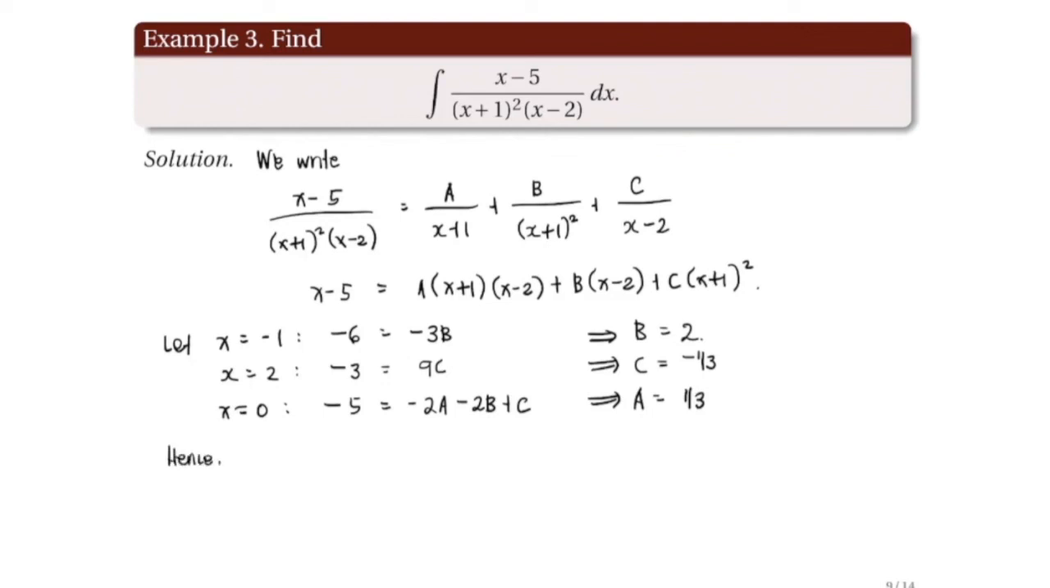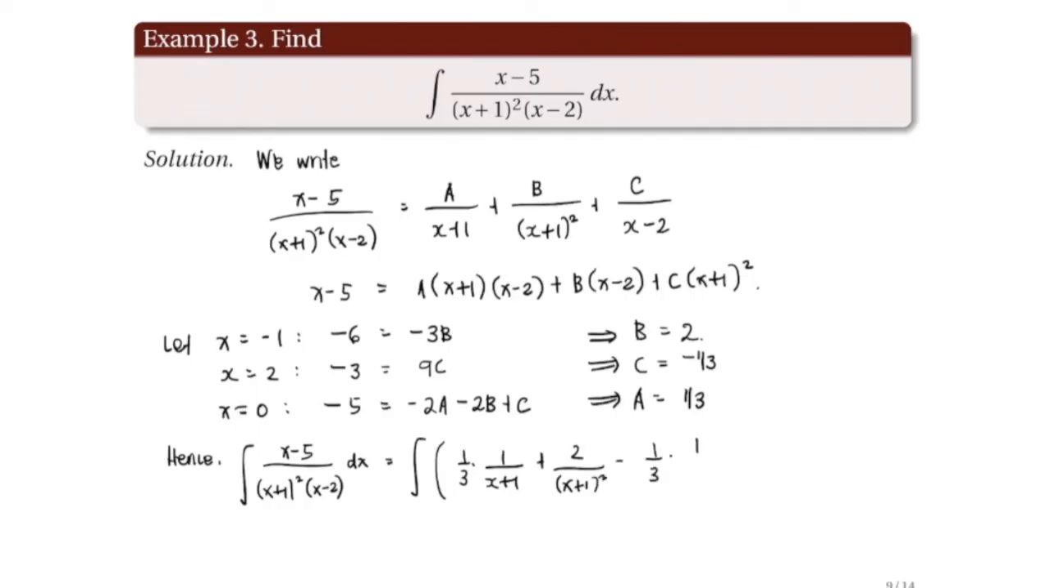to integrate now, we have the integral of x minus 5 divided by x plus 1 squared times x minus 2 with respect to x is equal now to the antiderivative of a over x plus 1, so that would be 1/3 times 1 over x plus 1, plus b, which is 2 over x plus 1 squared, plus c, so that would be minus 1/3 times 1 over x minus 2 with respect to x.